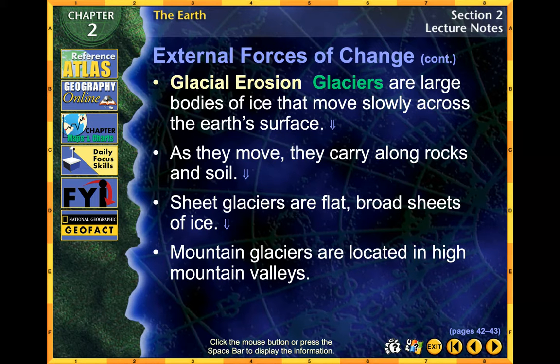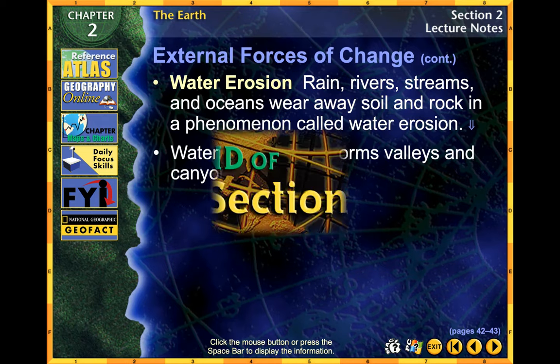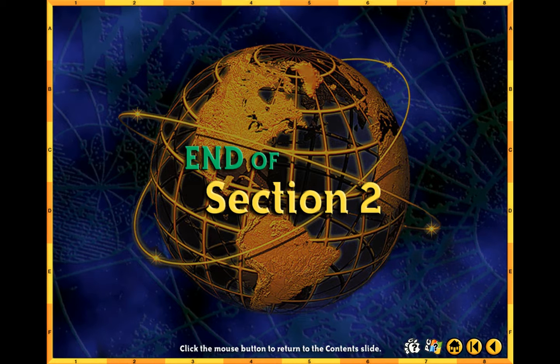And then there are actually types of glaciers. You have two types. You have sheet glaciers, which are flat, broad sheets of ice. And then you have mountain glaciers, which are located in high mountain valleys. And then there's water erosion. A famous example of this is the Grand Canyon, because there's a river that goes through the middle of it, and it has worn down the rock until eventually it makes a giant canyon. So it wears away the soil and rock, and this is water erosion. Again, it often forms valleys and canyons. And these are just some of the forces that help shape the Earth as we know it, which will again help determine where we are in the world and why people live the way they do.